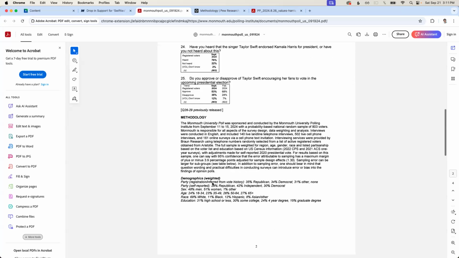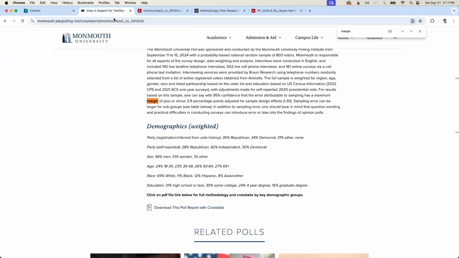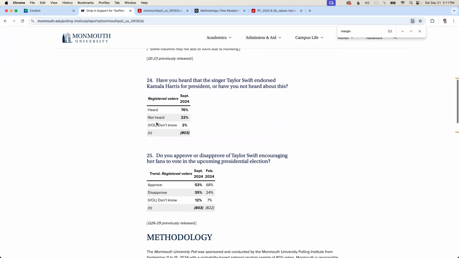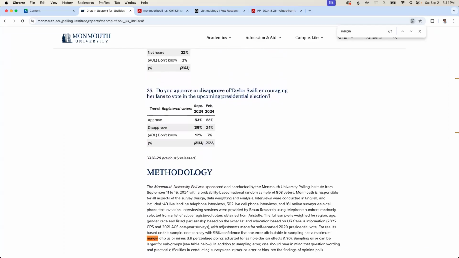I'm going to look at the margin of error. So I take the 53% and I add or subtract my margin of error of 3.9%. And then I do the same thing for that 35%. So then I'd say, okay, I'm 95% confident that somewhere, and I'm going to round this to 4% instead just for the sake of this, somewhere between about 49% and 57% of US voters in September 2024 would approve of Taylor Swift encouraging her fans to vote in the upcoming presidential election. And somewhere between 31 and 39% of US registered voters would disapprove of the same.